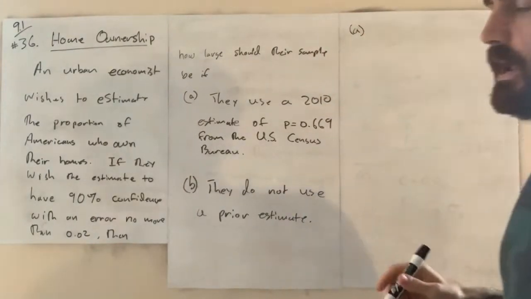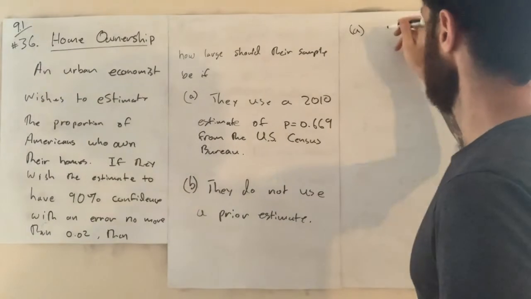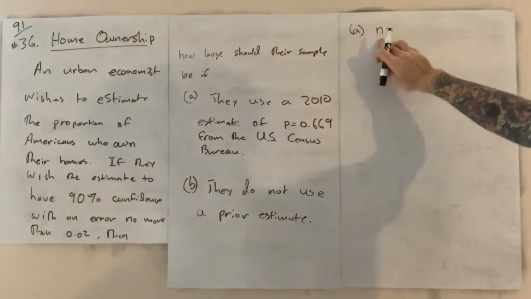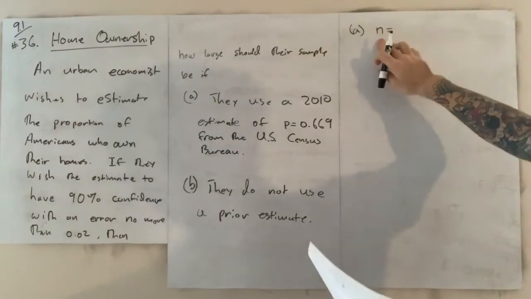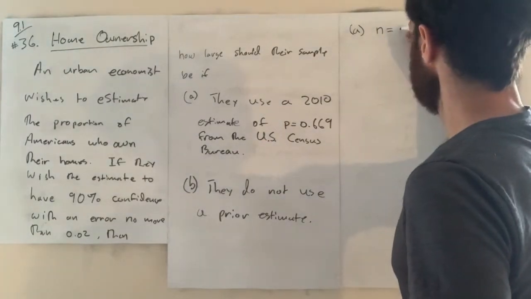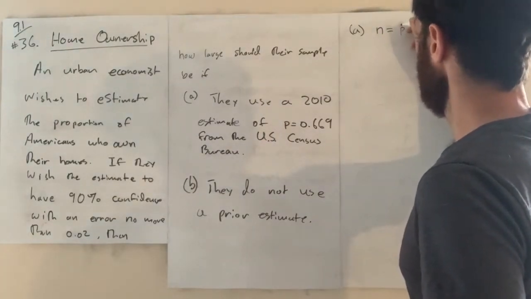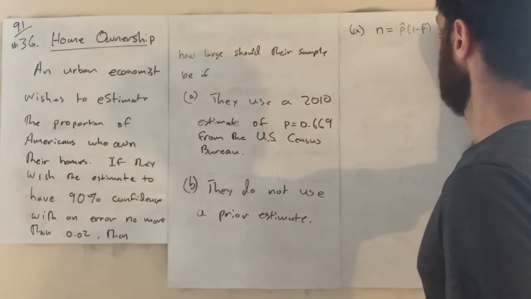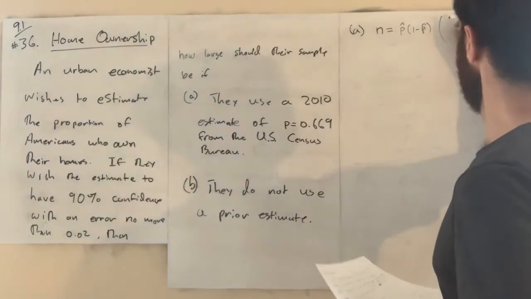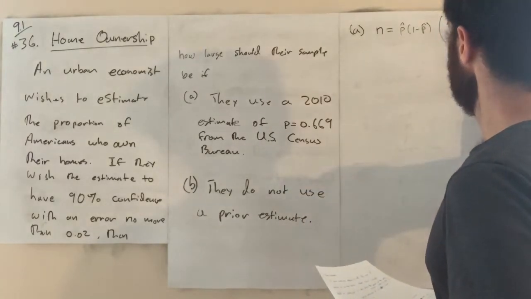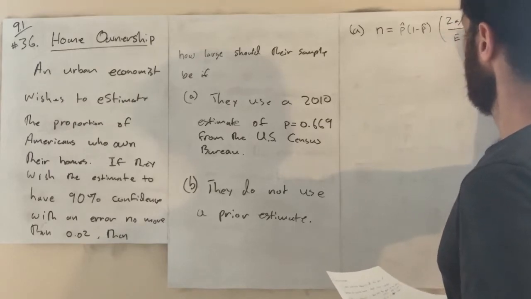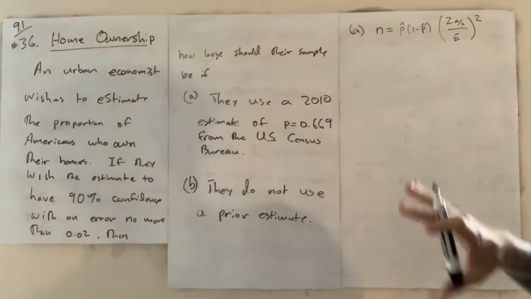So for A, what you want to do is say, well, you remember your sample size should be n, and that's going to be equal to p hat times 1 minus p hat times z sub alpha over 2 divided by error, all of that squared. Okay, so this is a formula.